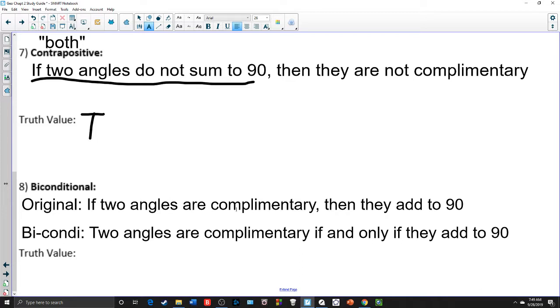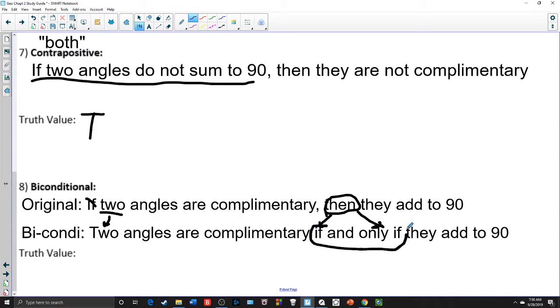So if two angles are complementary, then they add to 90 is our original statement. So to do the biconditional, all you do is you cross out the if and just start directly from there, and then replace the then with if and only if. So you replace the then with this part right here.